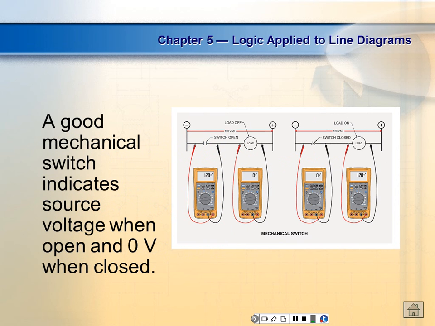A good mechanical switch indicates source voltage when open and 0 volts when closed. So even if you've got a load right here, understand if you've got an open circuit, there is no current flow in the circuit. To get a voltage drop, it's I times R. So if you've got no flow in the circuit, nothing is dropping a voltage. So all those loads and everything are acting like a straight piece of wire, just like those two wires are coming up to that open, right? You understand? And if you measure across the open, you're going to measure the source voltage.